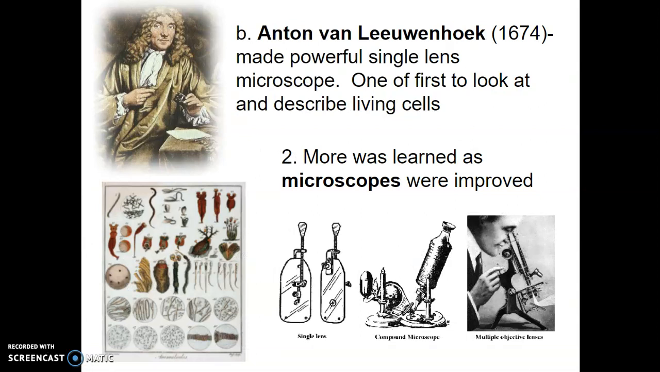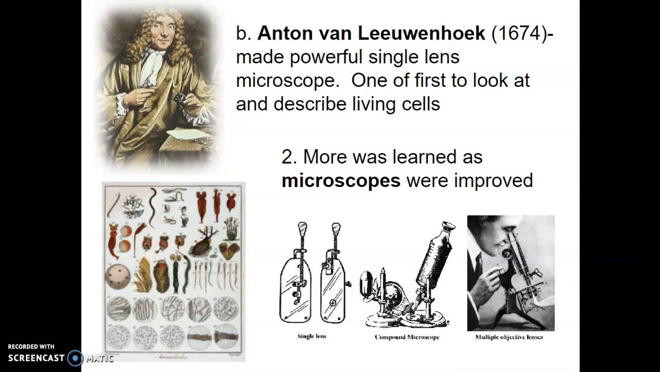Anton van Leeuwenhoek, the W there is a V, Leeuwenhoek. A little bit after him in the later 1600s, he made a more powerful microscope lens, okay? So with this more powerful microscope, he was able to look at and describe living cells. Instead of the dead cork cells that Robert Hooke had seen, he actually looked at live ones and could see a little bit about what was going on in there.